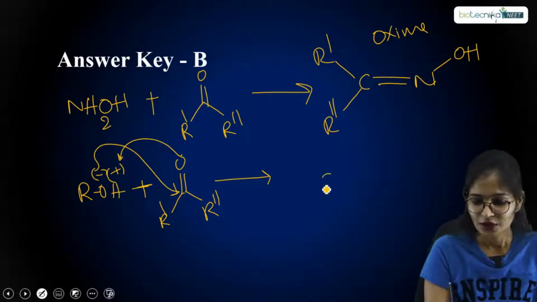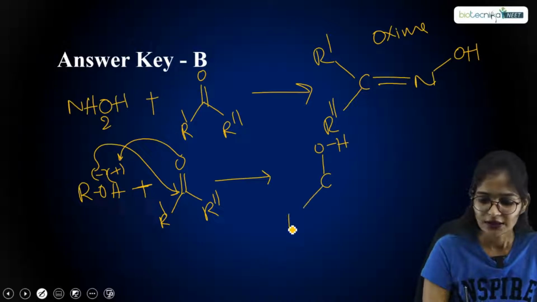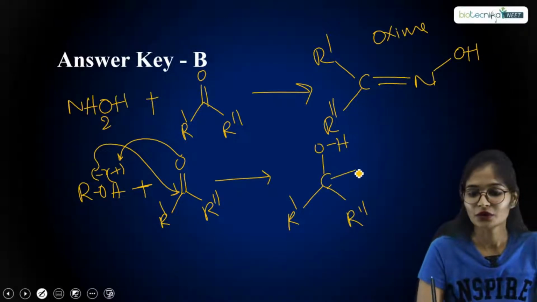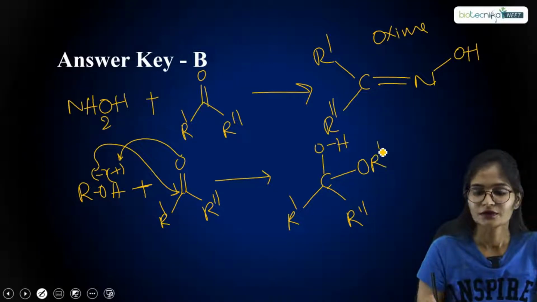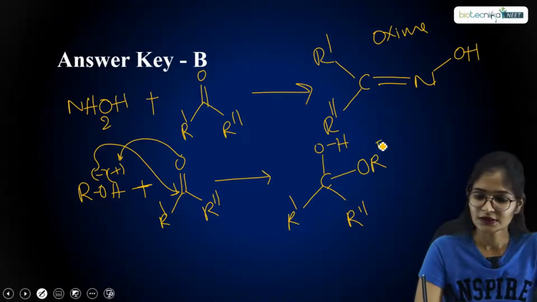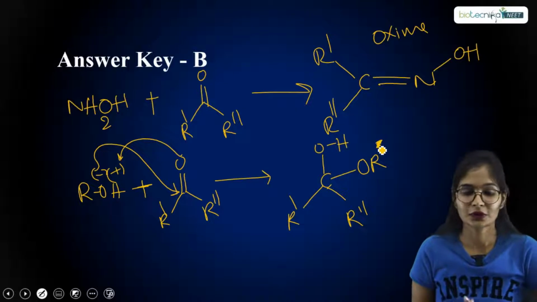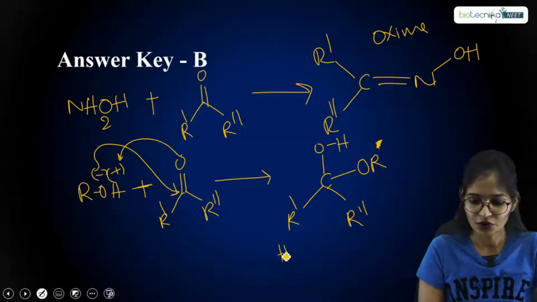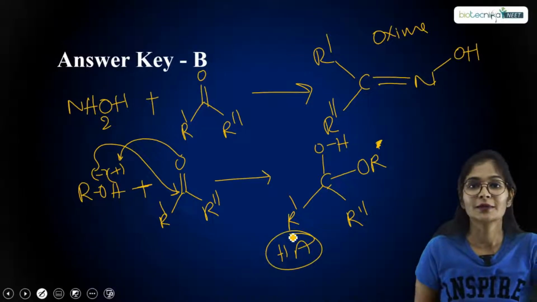Now you have your carbon with oxygen and one hydrogen, and here R1 and R2. On the other side you have your alkoxide group. I am not going to show the primes here, because it is already mentioned as ROH. So this is what you have got, your hemiacetal.